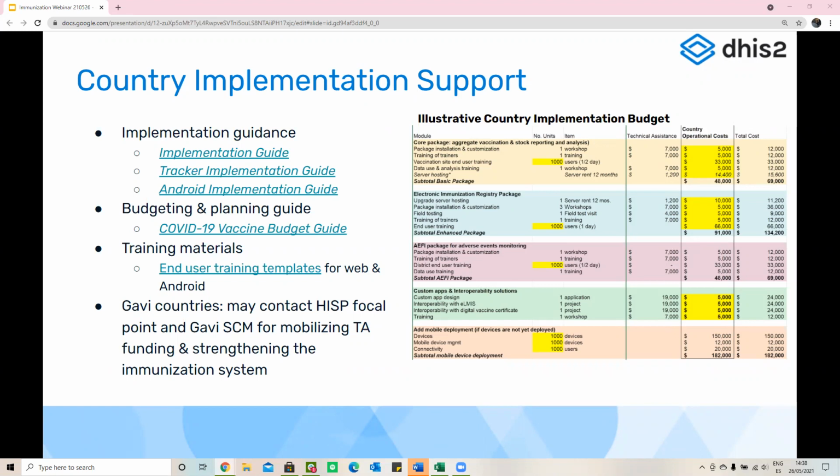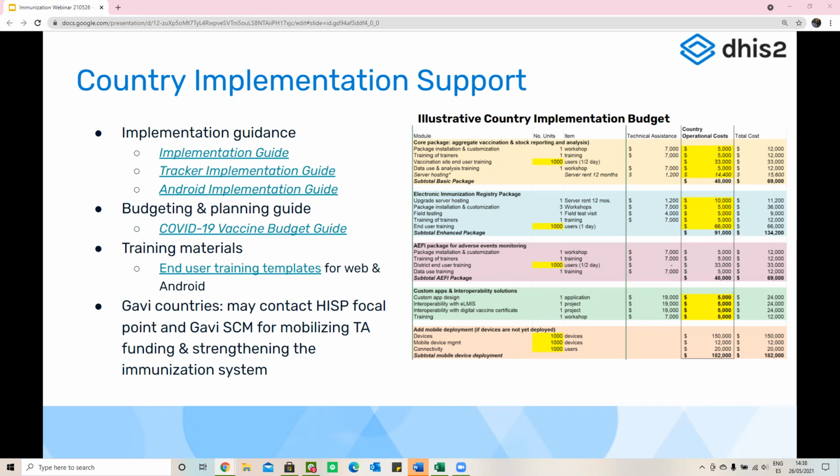We also made available some COVID-19 specific vaccine budgeting guidance to give countries a starting point, including an Excel sheet to think through which modules they would be adopting and be able to adapt some of these units and unit costs for their own environment, and really understand what is the budget that's going to be needed to facilitate, particularly the country operational costs on this rollout.